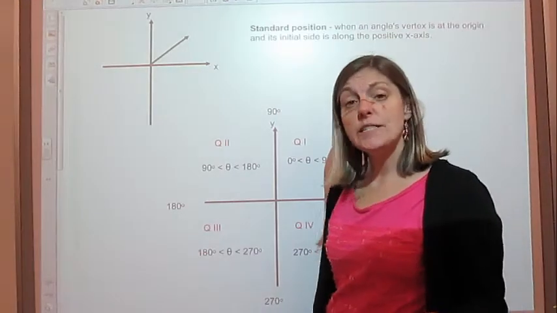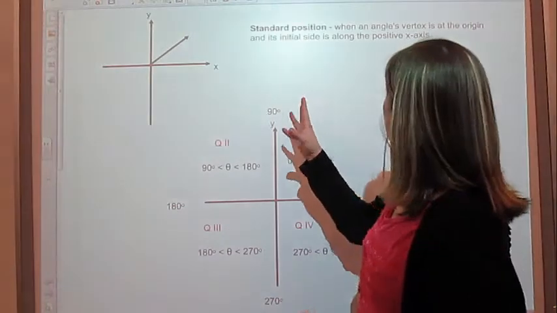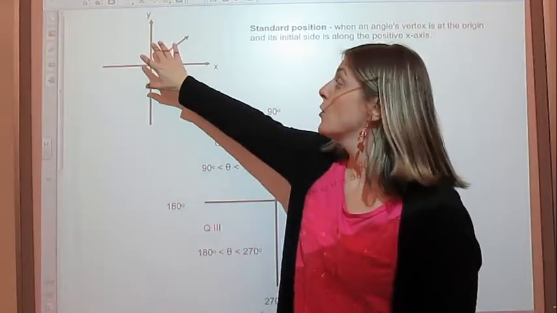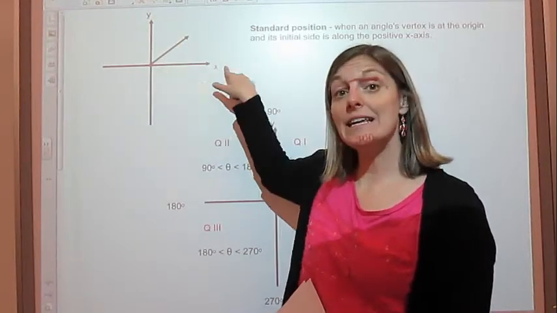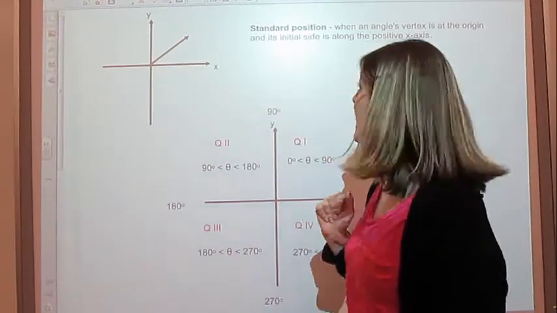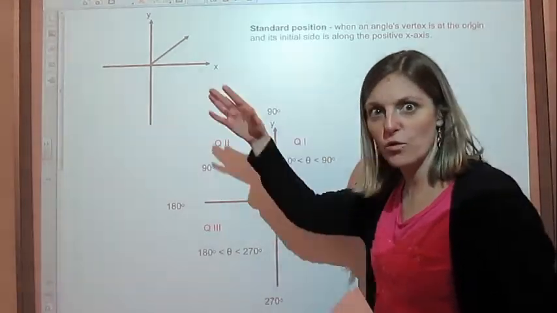Okay, standard position is going to be an important term in trig, okay? And that's when you have your angle's vertex at the origin. We're looking at the coordinate plane, and so the vertex is at the origin, and the initial side is the x-axis, the positive side of the x-axis, or the right side.